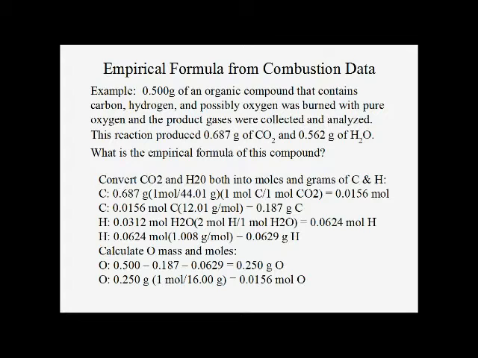So let's go through this. We have 0.500 grams of organic compound. We burn it, and we get 0.687 grams of carbon dioxide and 0.562 grams of water. So for carbon, we take our carbon dioxide mass and convert it into moles. That would be moles of carbon dioxide. It's a 1-to-1 ratio to moles of carbon, so we get 0.0156 moles of carbon. We multiply by the atomic mass to get the mass of carbon, 0.187 grams of carbon. Do the same thing for hydrogen from water.